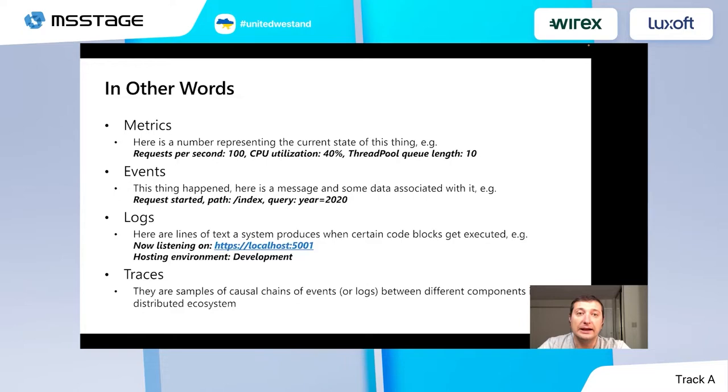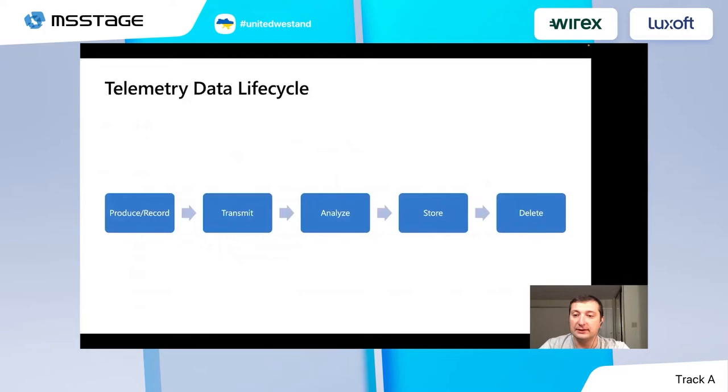And the last item in the telemetry data that we are going to talk about today is traces. A trace is a combination of events or logs, even sometimes metrics, that are correlated with each other. So we can create a chain of events or logs from point A to point B. So now we know this information, and let's move to the telemetry data lifecycle.